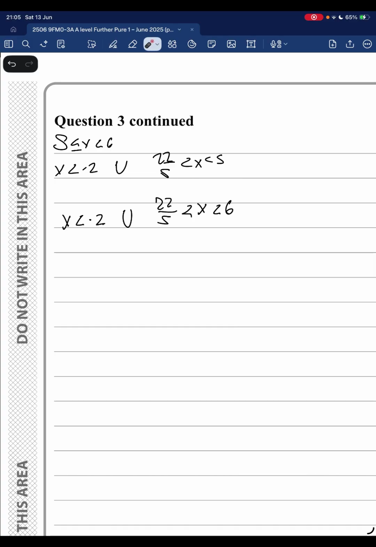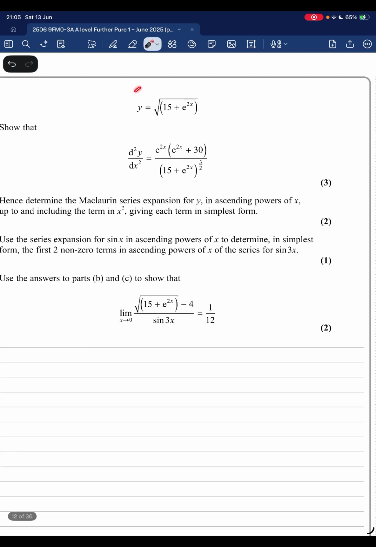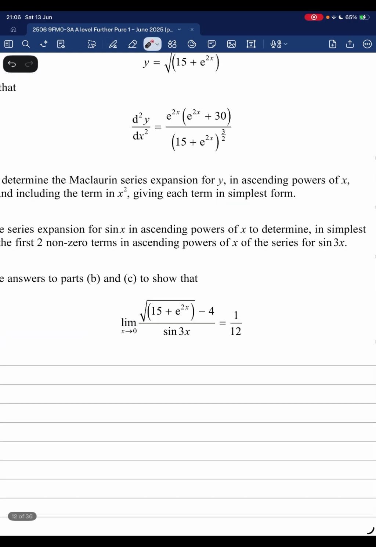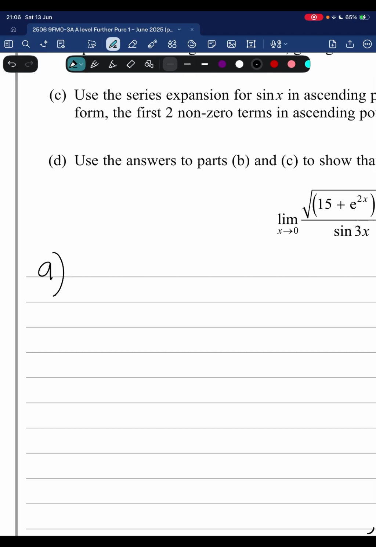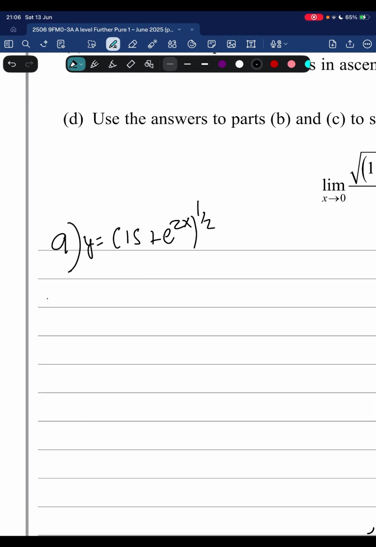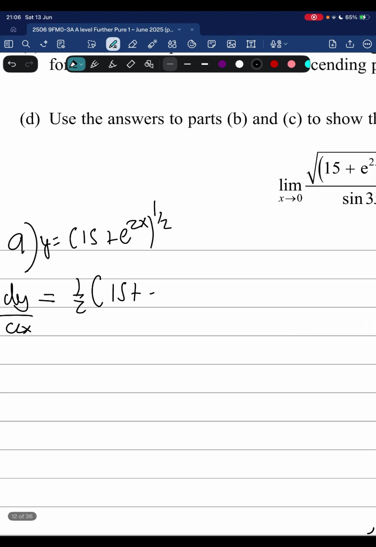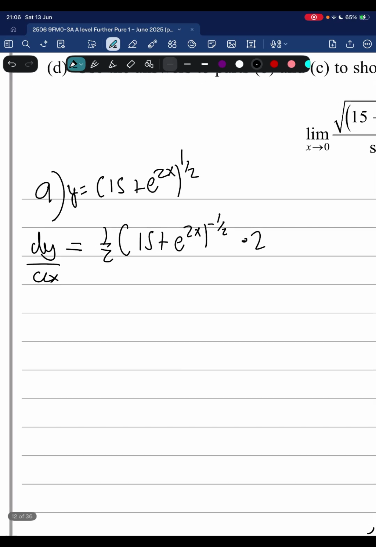Okay. So we move on to the next question. For this question, we want to differentiate this, right? Twice. Okay, so for the first derivative, we should use the chain rule. So we have 15 plus e to the 2x, all to the half. So dy by dx is a half times 15 plus e to the 2x to the minus a half, times by 2e to the 2x.